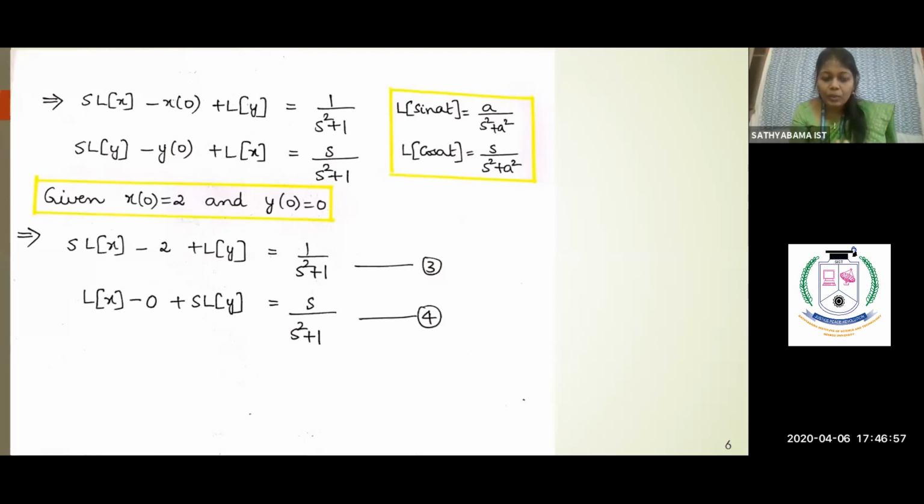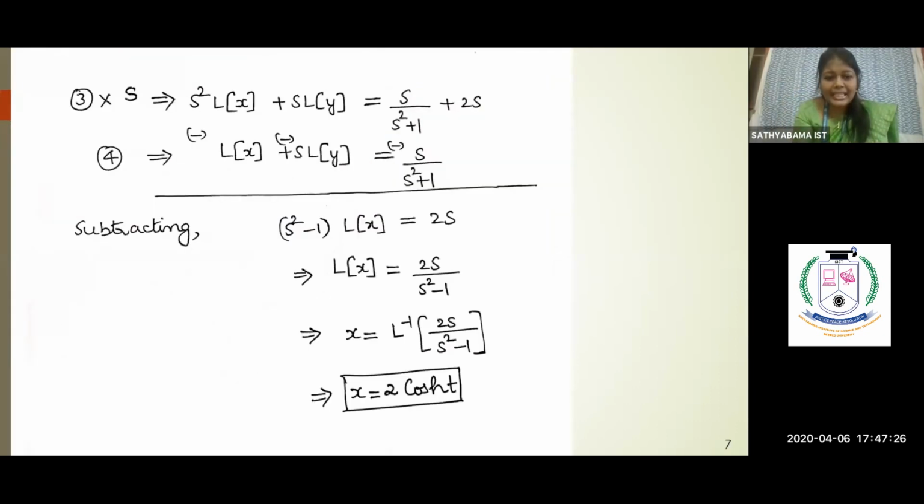Now, what will I do from here? Listen carefully. This is where we're going to apply that concept. You remember I told you about 2 equations with 2 unknowns? That's exactly what I'm going to do here. Now I have equations 3 and 4. Both are equations with 2 unknowns. What are my 2 unknowns now? L of x, L of y. Okay. So what will I do? I will try to eliminate one variable from the picture. I will try to eliminate either L of x or L of y.